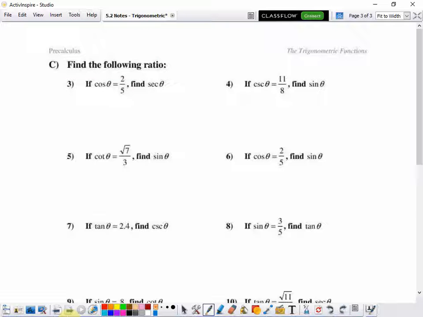Okay, find the following ratio, and what trigonometry gives is a ratio of sides. So that means that this right here, this 2/5, is a ratio of 2 sides of a right triangle. And since it's cosine, those 2 sides happen to be adjacent and hypotenuse. So if I was to put this into a picture, it would look something like this. Here's my theta. Cosine is adjacent over hypotenuse, so the adjacent leg and the hypotenuse would look like that.